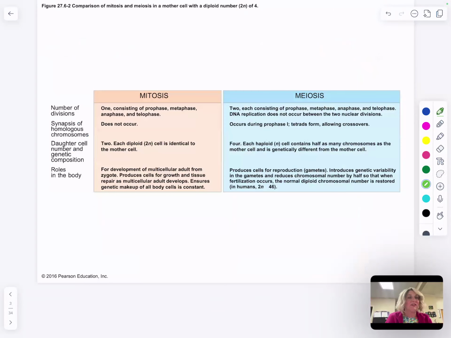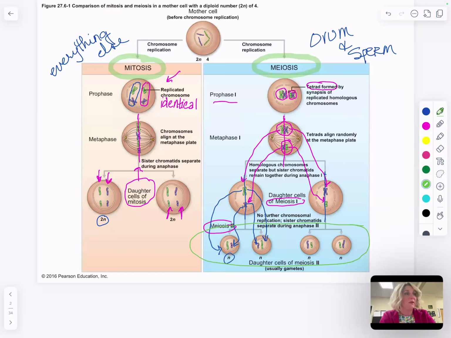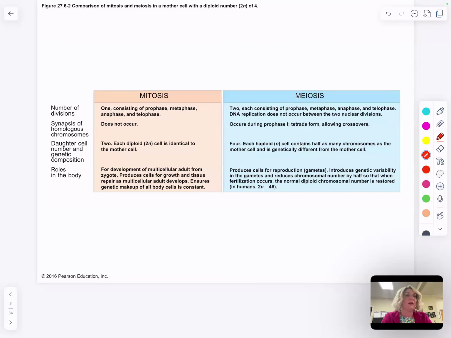Okay, so here's an example of the differences between mitosis and meiosis. The number of divisions in mitosis is there's only one division. Remember, it's just this. It's just this one division right here. Whereas in meiosis, you have 2. You have meiosis 1 and meiosis 2. Okay.